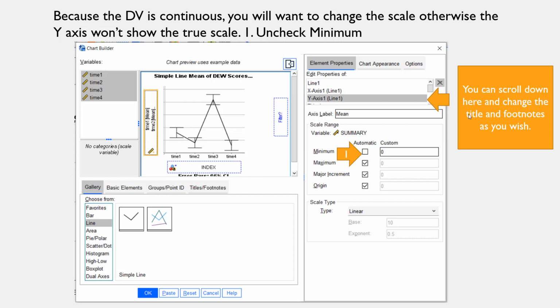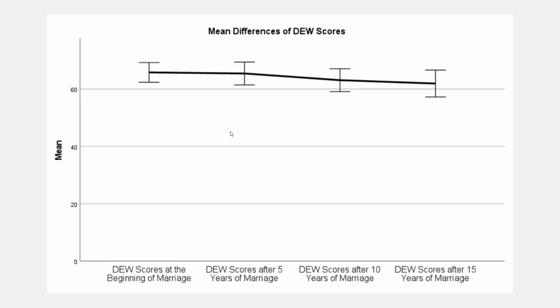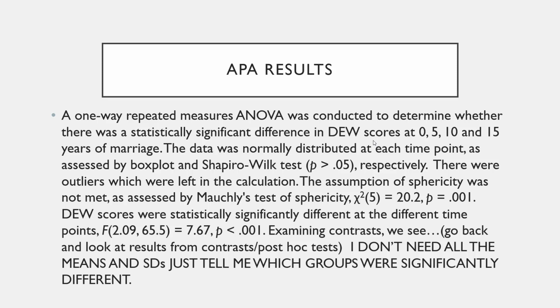You can scroll down here and change the title and footnotes and such as you wish. Click OK, and we get, it's not very exciting, but we get a graph. If there was more variability, it might be more interesting to look at. Okay, so let's look at our results.